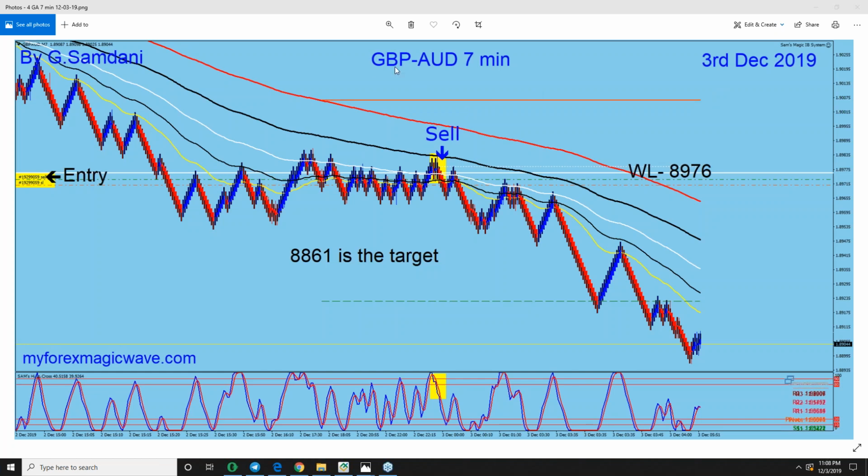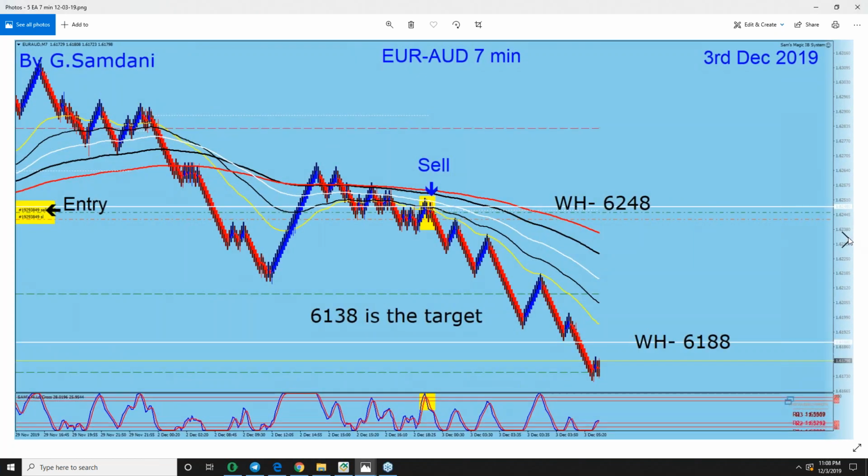But pound Aussie and Euro Aussie, where the Aussie is on the right hand side, went down because of Aussie's strength. So this is one of them, and then I entered here and it went down, just below this area at 89.76. Target was 88.61, around 100 pips, and it's very easy for these pairs to go 100 or more. Daily range is big. Okay, so it went down.